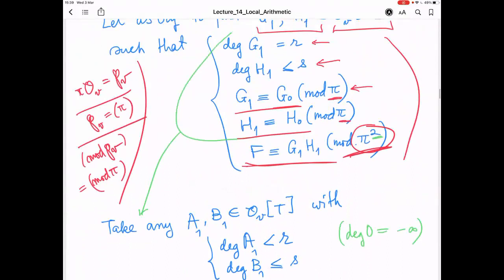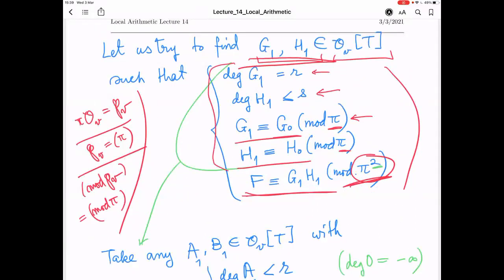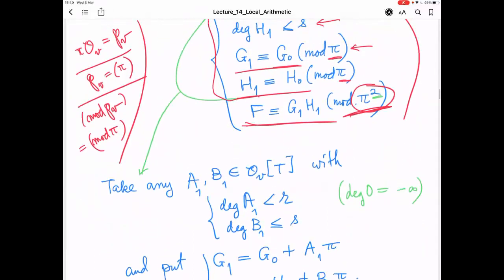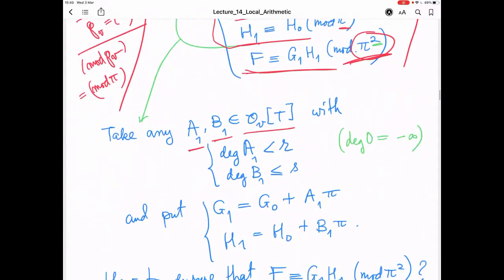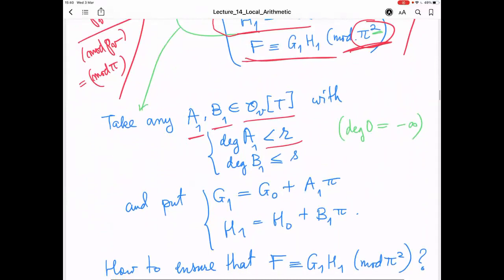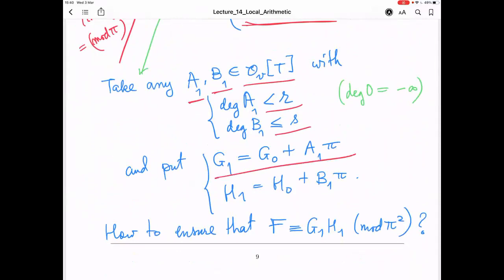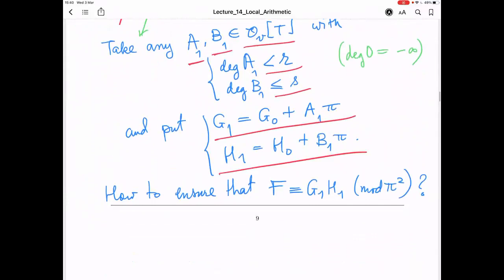Okay, so I have to find this G1, H1. Now these first 4 conditions, to satisfy these 4 conditions is easy. You just take any A1, B1 with coefficients in OVT such that the degree of A1 is strictly less than R, the degree of B1 is less than S, and you put G1 equal to G0 plus A1 pi, and you put H1 equal to H0 plus B1 pi.